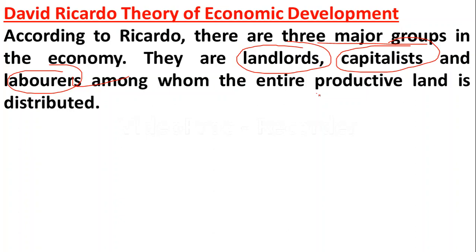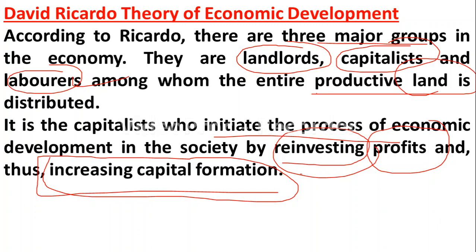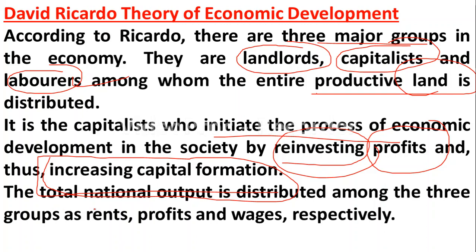And the capitalists, who are going to initiate the economic development in the society, are going to reinvest their income for the sake of profit, and they are going to earn more and more profit, and it will lead to the increase in capital formation. So because of these capitalists, the country is going to develop. And the total national income is distributed among these three groups in the form of rent, wages and profit.